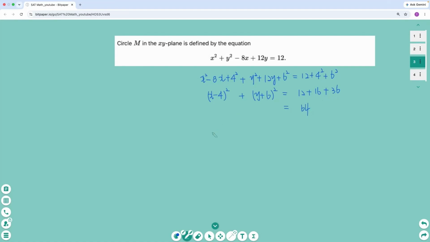Now we have the equation in standard form, and we can find the center and radius. The center is (4, −6). And the radius is the square root of 64, which is 8. Since r² is 64, the area of circle M is 64π.